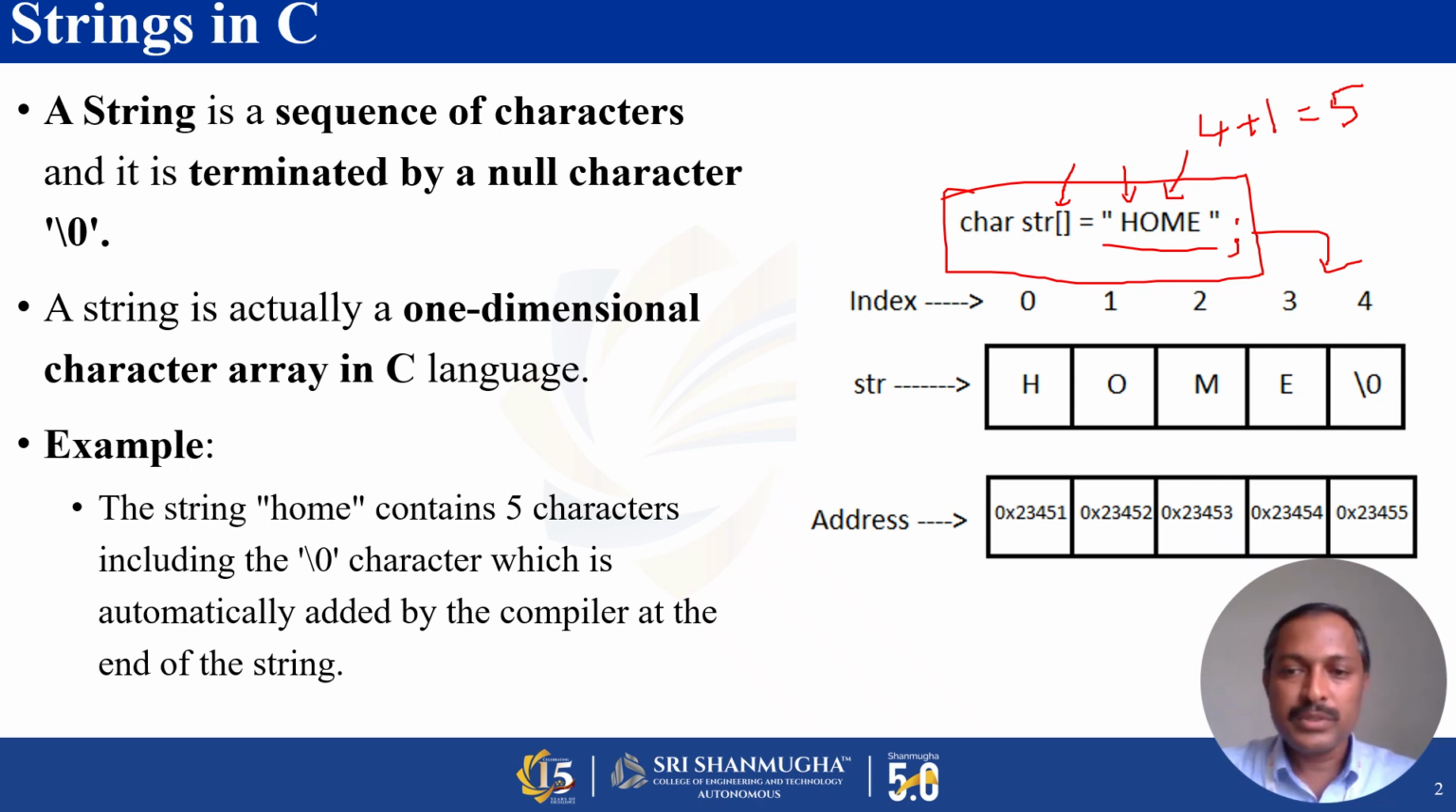The null character is at the 4th index. Why do we need to add the null character? To denote the end of the string, this null character is added by the compiler. This happens automatically. These characters are stored in contiguous memory locations, because array elements are normally stored in continuous memory locations. For example, H at 51, O at 52, and the next characters at 53, 54, 55.